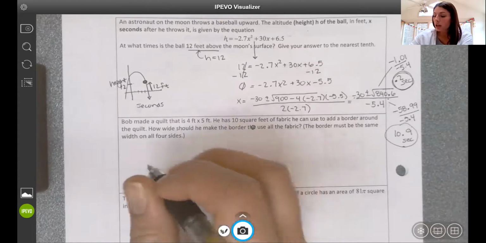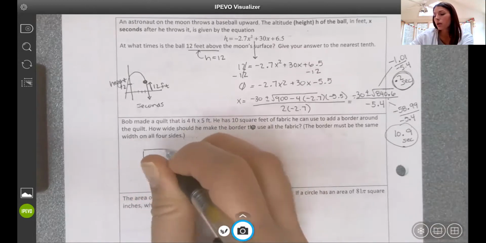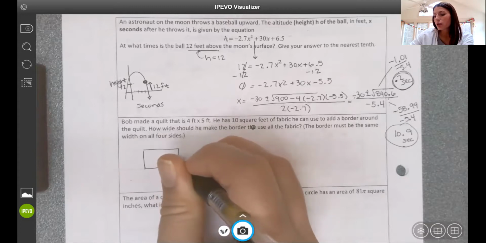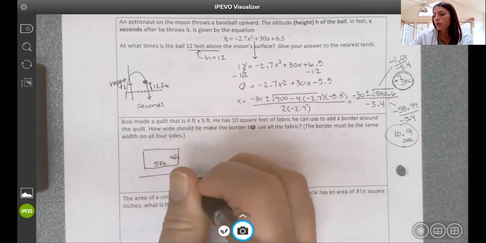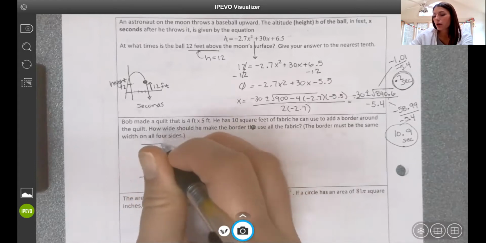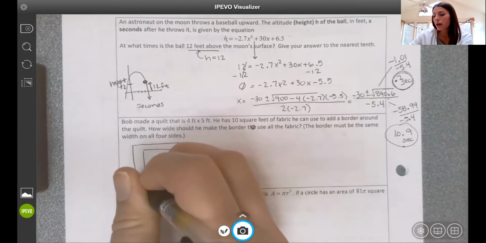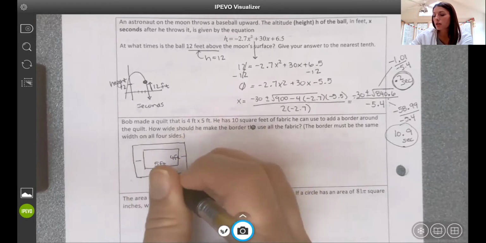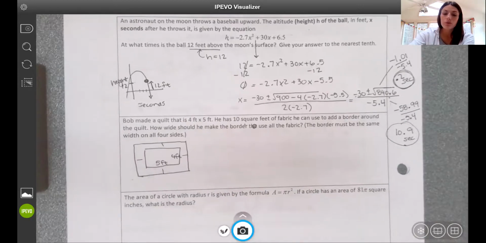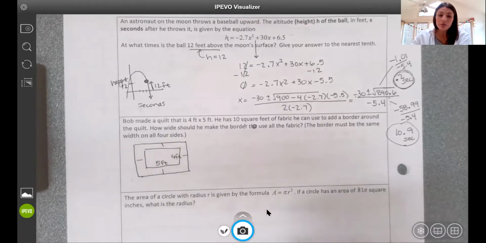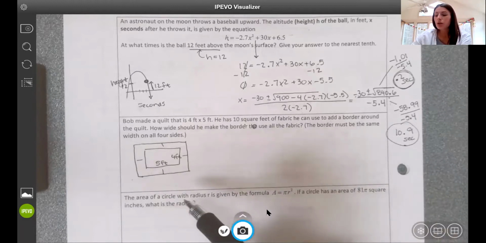Okay, so we have this quilt that's 4 feet by 5 feet. And we want to add a border, okay, that's consistent all the way around. Okay, that's the same distance on all sides all the way around using this 10 square feet of fabric. So we need to figure how can we set this up using quadratics. And we did something similar to this. I'm going to say it was a swimming pool back in our factoring unit.